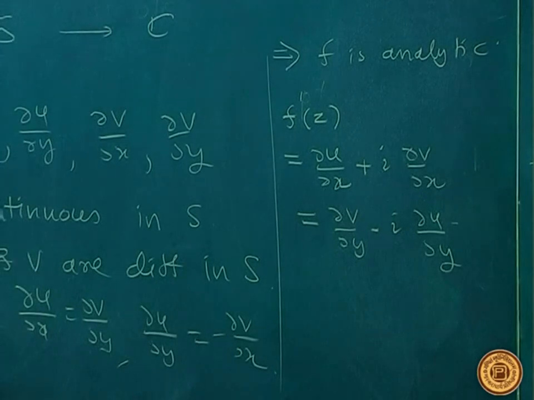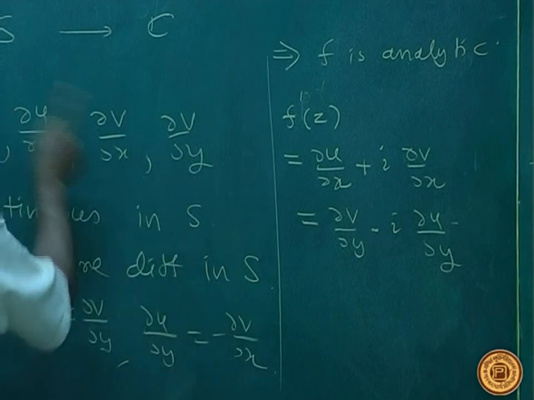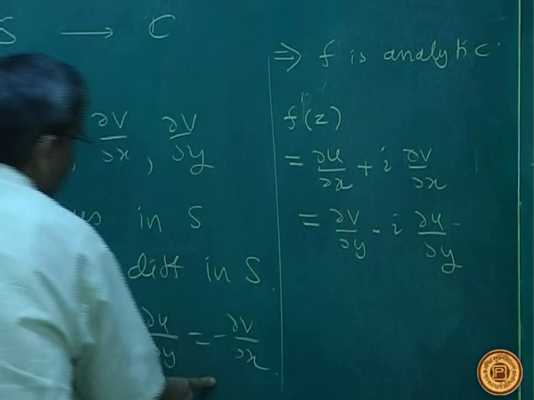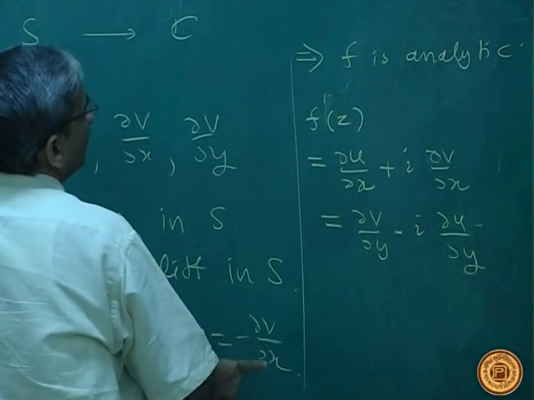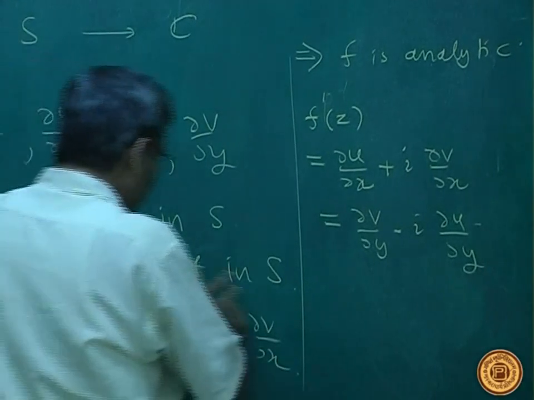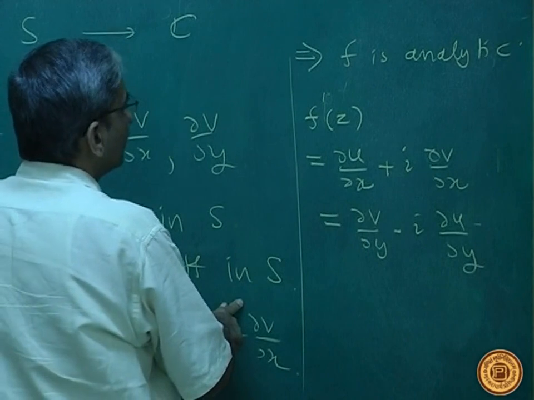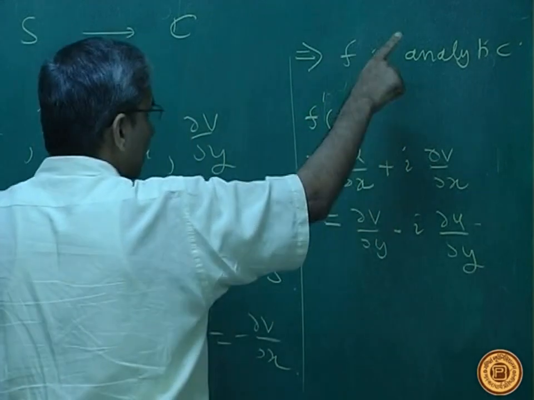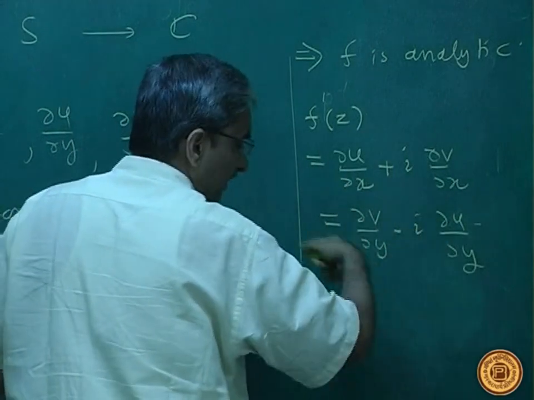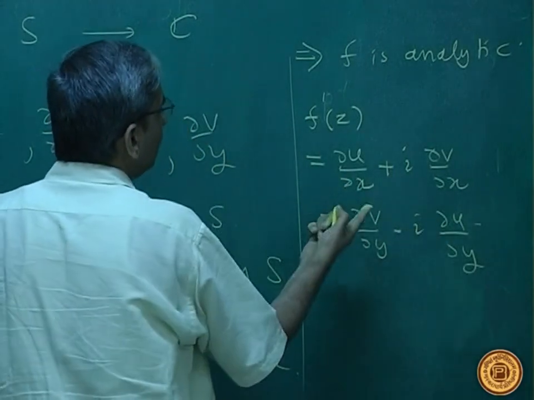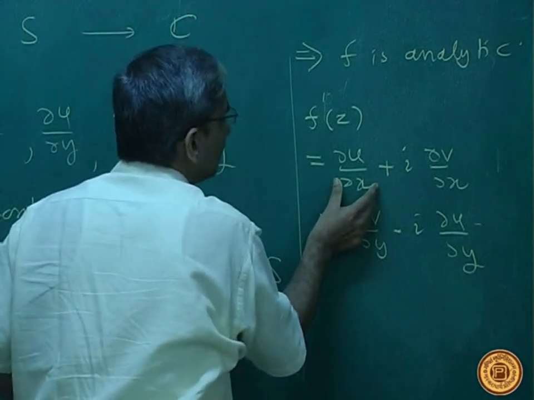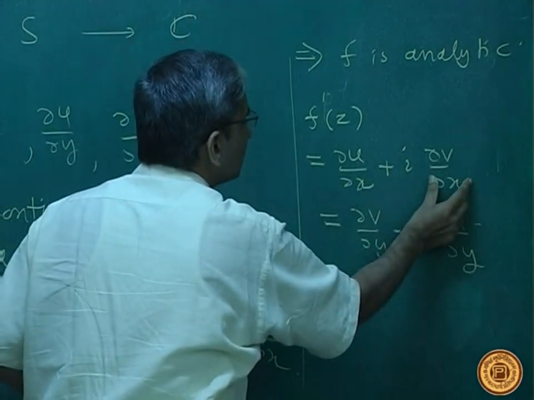So once these first order partial derivatives are continuous and Cauchy-Riemann equations are satisfied, we get that u and v are differentiable and Cauchy-Riemann equations hold, therefore F is analytic. Once F is analytic, we already know the expression for the derivative. Now by our theorem on continuity, if this function is continuous and this function is continuous, then so is this.